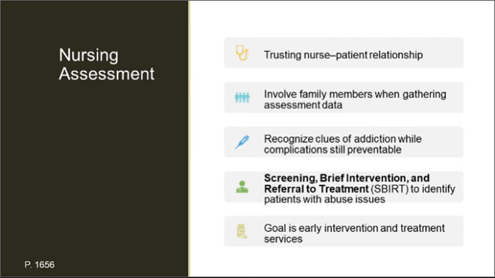Your nursing assessment. Of course, that relationship here. Screening, brief intervention, and referral to treatment, SBIRT, to identify patients with abuse issues. This is mentioned right after the SAMHSA on the bottom of 1656, and it explains it a little bit.